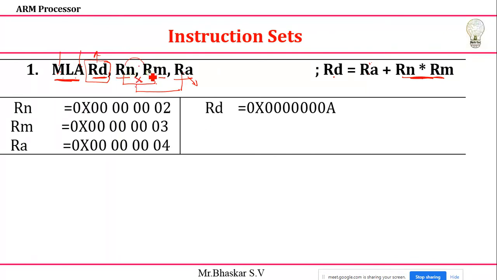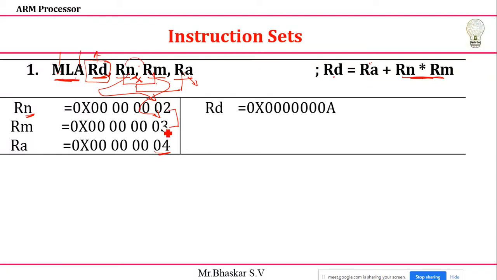It will do the multiplication and add with the register value, and the result will be stored in my RD register. For example, here I am going to take an Rn value as 02, Rm value as 03, and RA value as 4. Now just check it out.